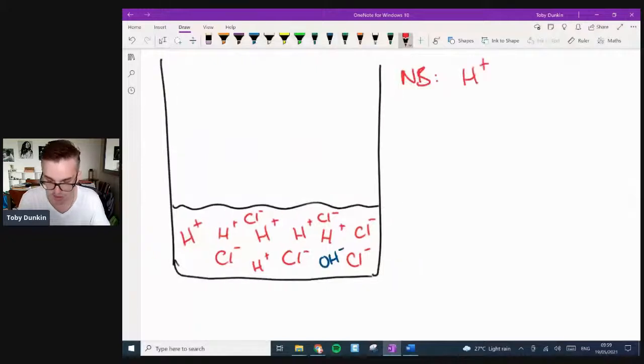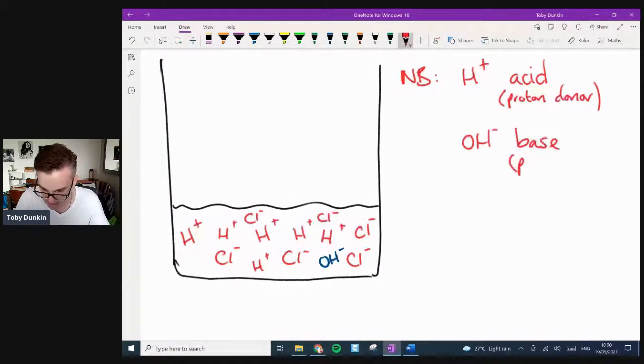H plus is what makes an acid an acid. Acids are proton donors. We remember that a proton is a H plus because it's lost its electron. And that OH minus is your base, and this is a proton acceptor. We know these. It's just nice to remind us.